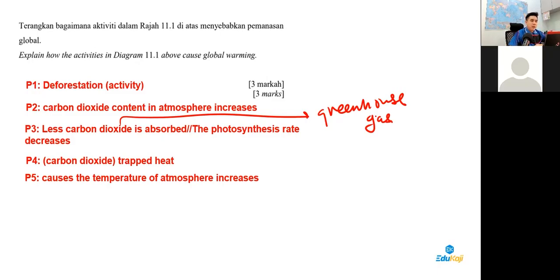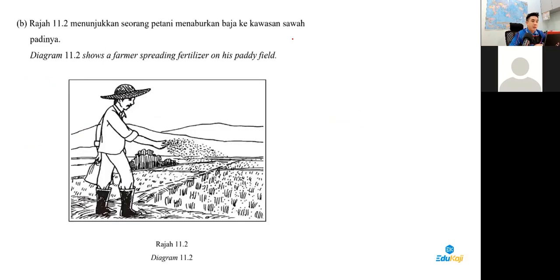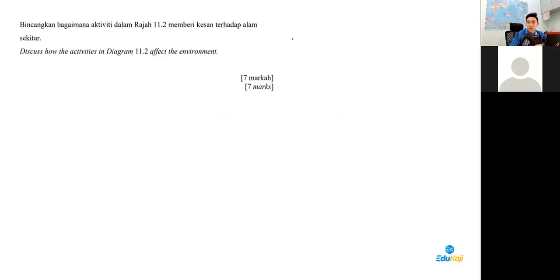Hey guys, draw 2 stars, quite popular. Those days, 2005, 2007, I think 2009, every 2-3 years they'll ask once, greenhouse gas. Back then, old syllabus. Now I think lesser, now definitely lesser. Okay, next, a farmer is spreading fertilizer. How does this affect the paddy field?